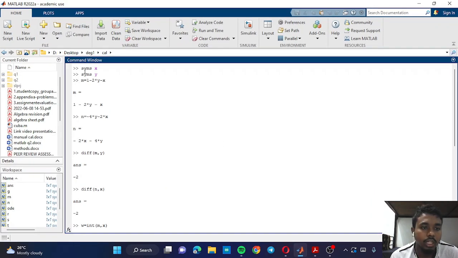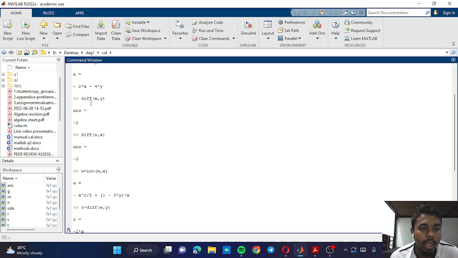Alright, so for the simulation, I use two variables, x and y. Then I declare M equal to 1 minus 2 times y minus x. And then I declare N equal to negative 4 times y minus 2 times x. And then I differentiate M with respect to y, I get negative 2, and differentiate N with respect to x, I get negative 2, same like M. So is it the exact equation?